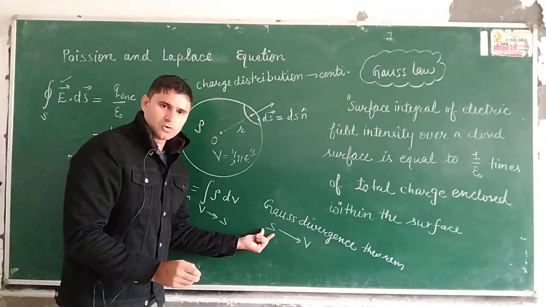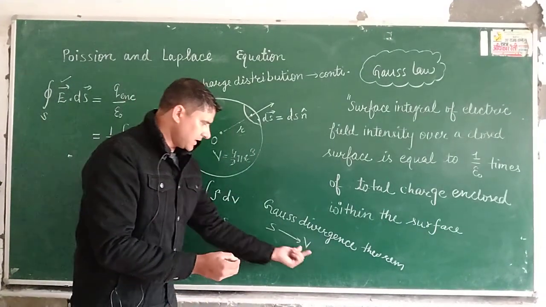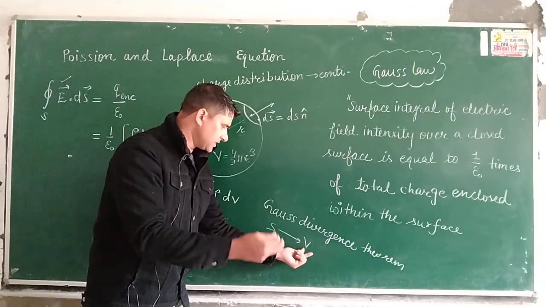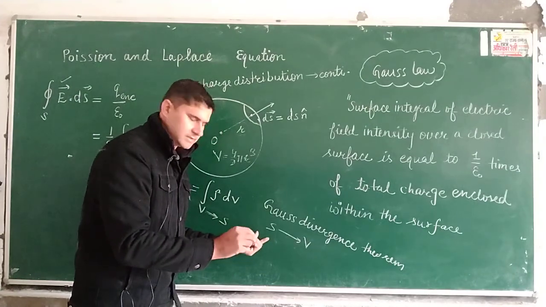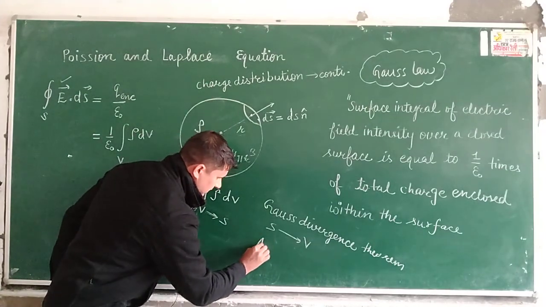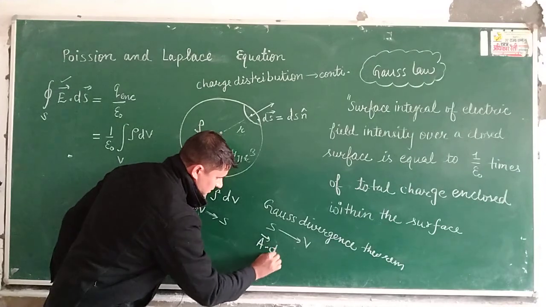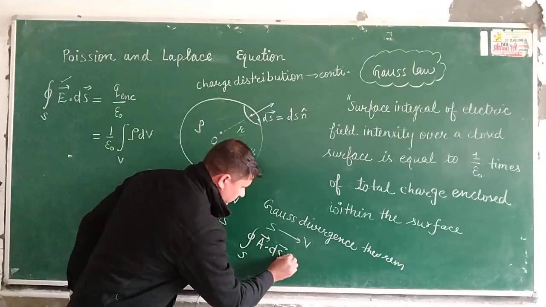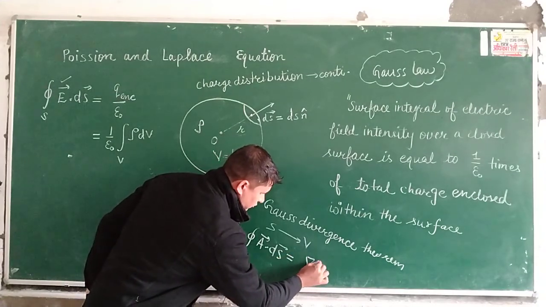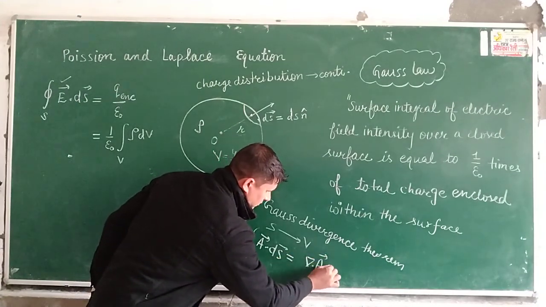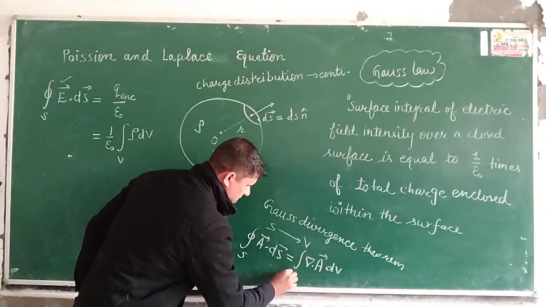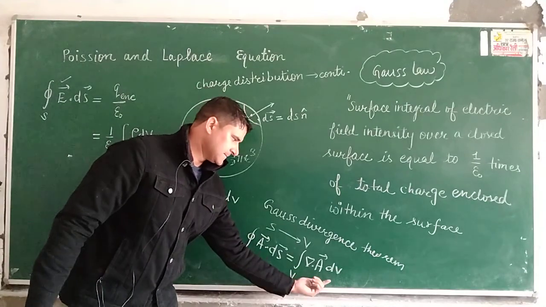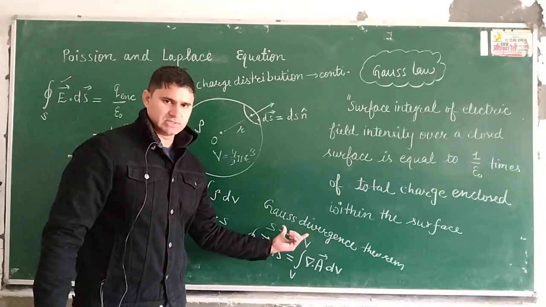Surface integral over a closed surface and the volume integral over the volume enclosed by the closed surface S. So if we have a vector A and we find its surface integral over the closed surface S, this will be equal to the volume integral of the divergence of the vector field over the volume V. So this is how we can connect the surface integral and volume integral using Gauss divergence theorem.